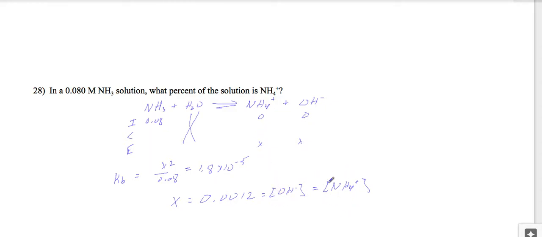We solve for x, we have both of those. So if we know our percent of hydroxide, we know our percent of ammonium ions. Divide this by 0.0012 divided by the original 0.08. That gets us 1.5%. So there's that. All right.